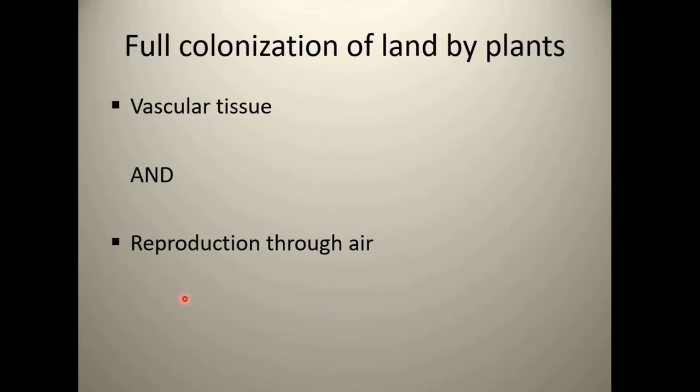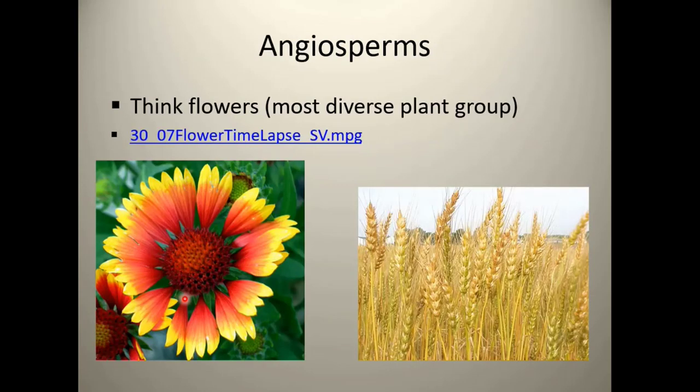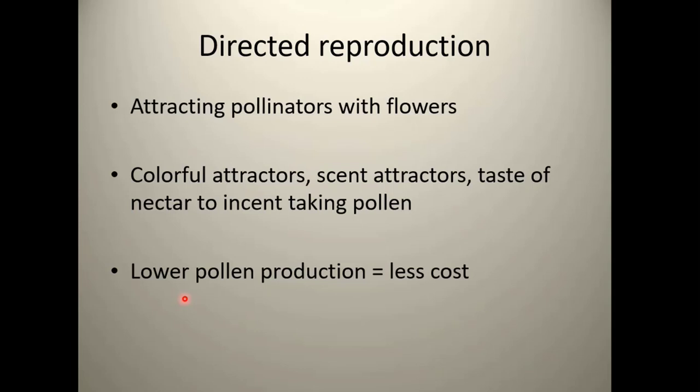And that's how they maneuver, or that's how they move through their modus operandi. And angiosperms, they say, think of flowers, the most diverse plant group. You need to think of that, and their direct reproduction is attracting pollinators with the flower, and they're colorful attractors, also their scent and the taste of the nectar inside that pollen which is being taken.